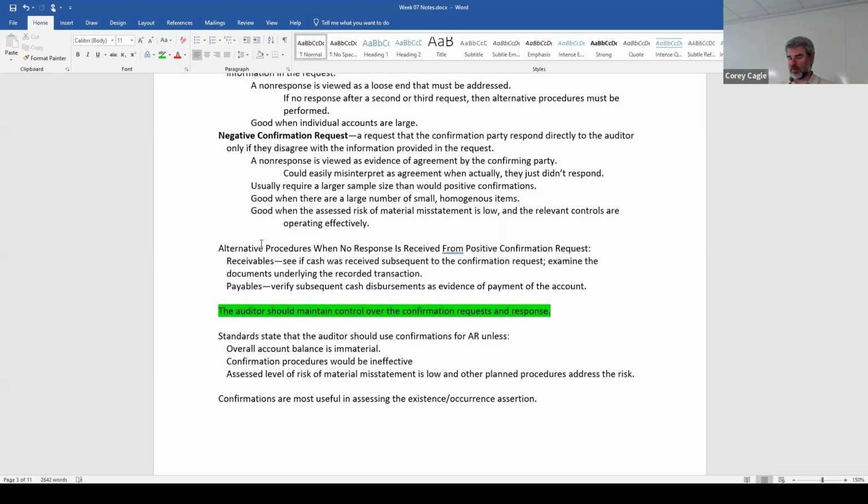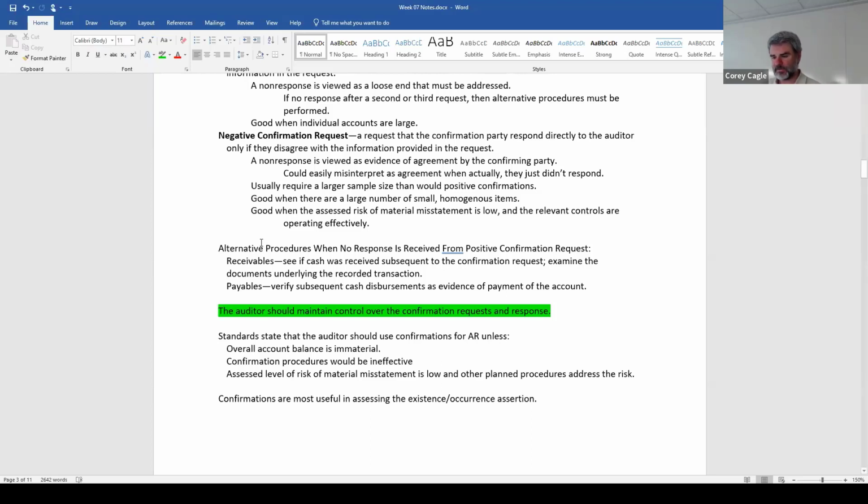And another good thing to tuck away is, what are we testing here? We are testing the existence or occurrence assertion, right? We are taking a financial statement number and seeing if it is something that really exists. Not testing completeness here, because we are using the financial statements as our source for mailing these confirmations out. That doesn't cover completeness, right? Because if it's not in the financial statement records, we're not sending a confirmation for it, and we're not going to know about it. We'll have to test completeness another way.